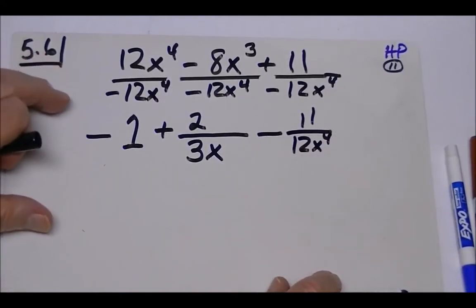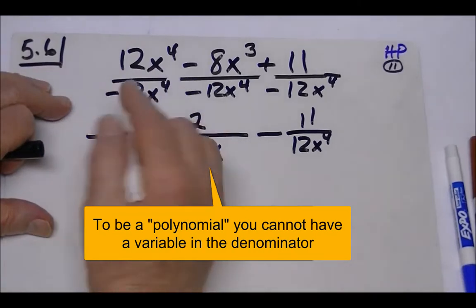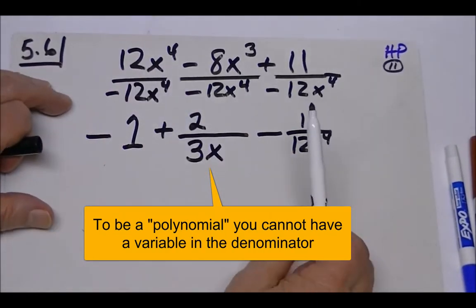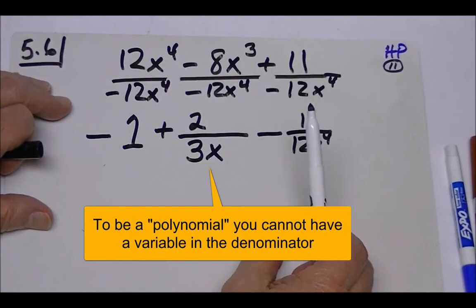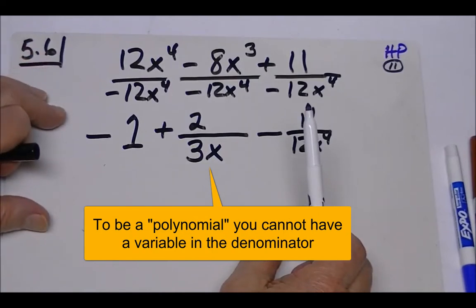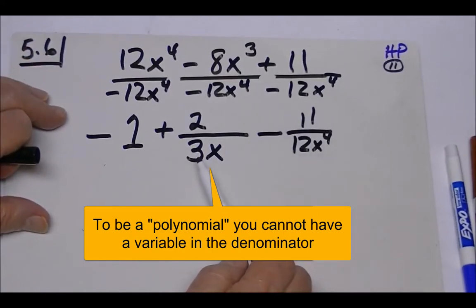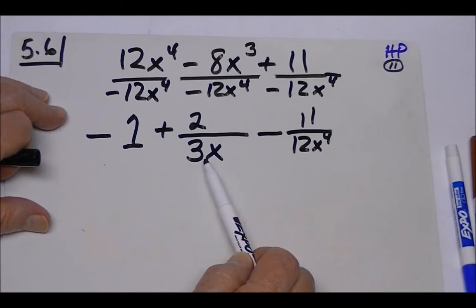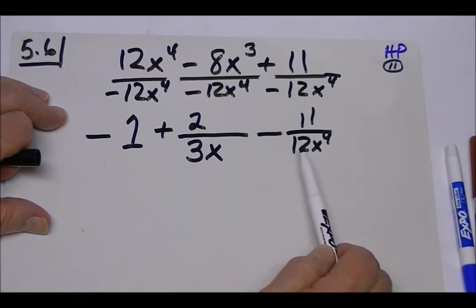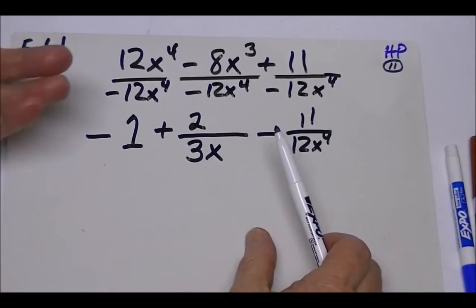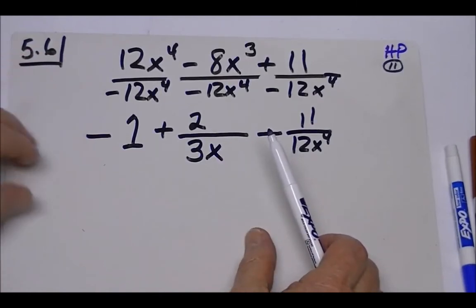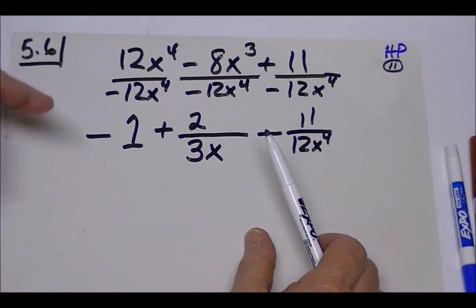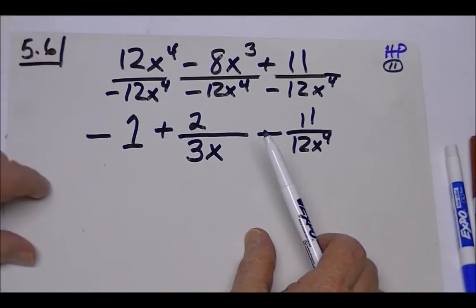Now an interesting thing about this example is that, in fact, this original example is not a polynomial by definition. And you might say, why? Well, because it has a variable in the denominator. This is one of the qualifications of a polynomial. You cannot have a variable in the denominator and have that expression called a polynomial. Now it is an algebraic expression, it's just not a polynomial.